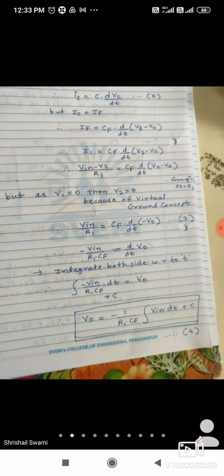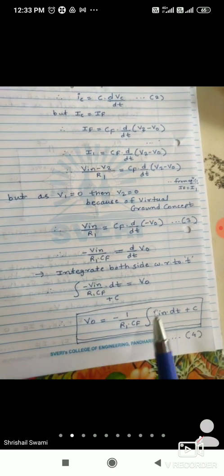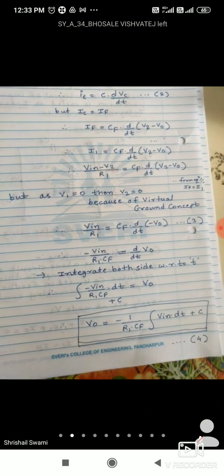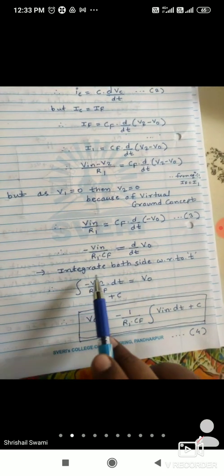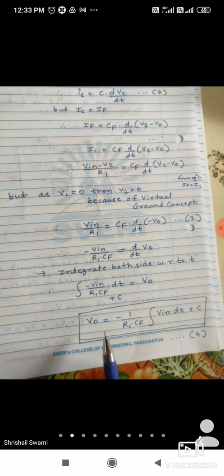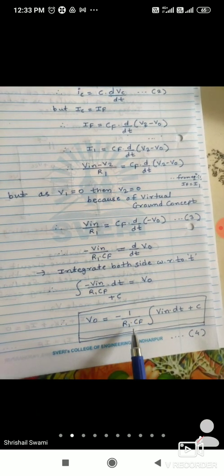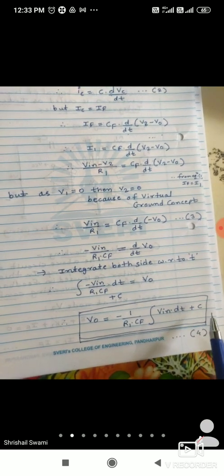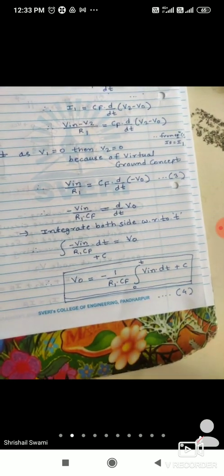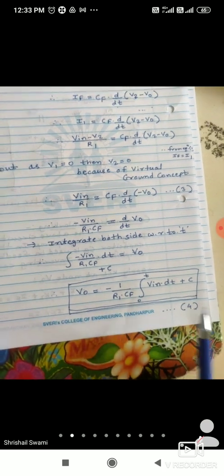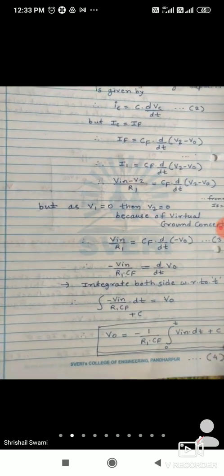Now we want the output expression of V0. So keep V0 on one side and everything else on the other side. Here the derivative is there, so to remove it we integrate both sides with respect to t. Then the output voltage V0 is equal to minus 1 upon R1 into CF times the integration of input voltage V in with respect to t plus C. The limits of integration can be considered 0 to t. This is equation number 4.